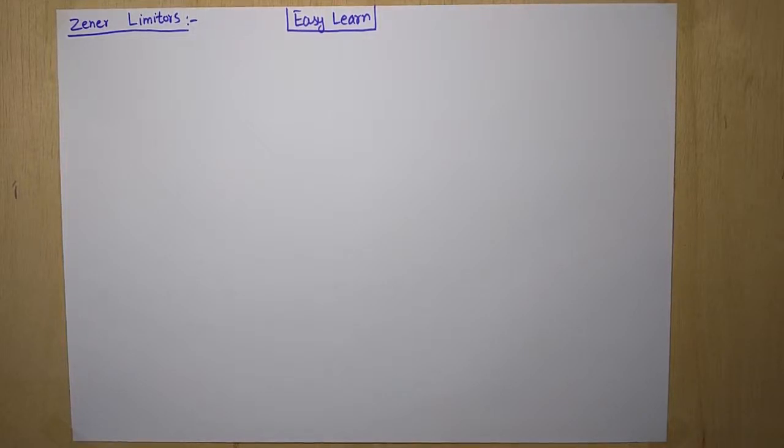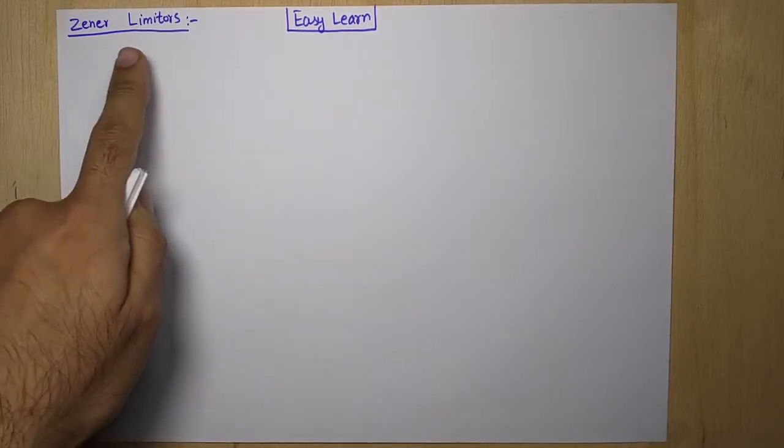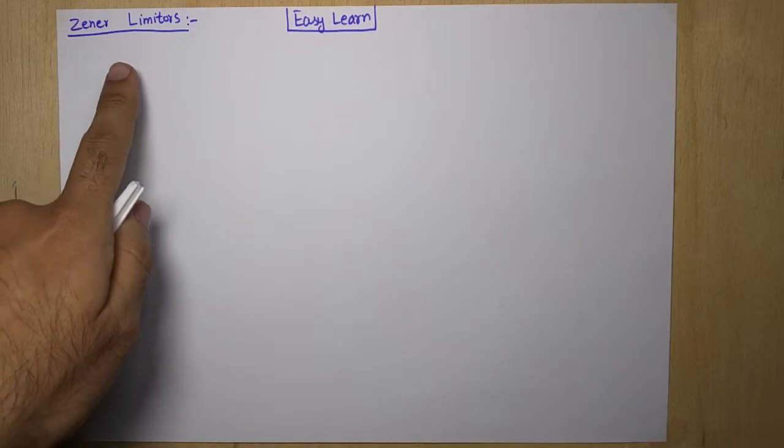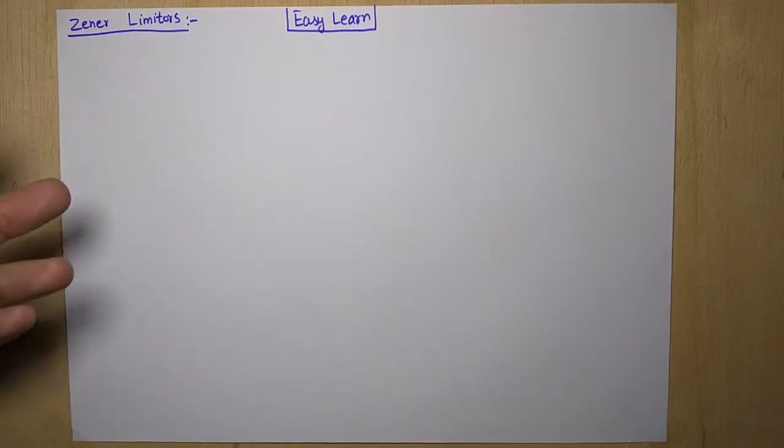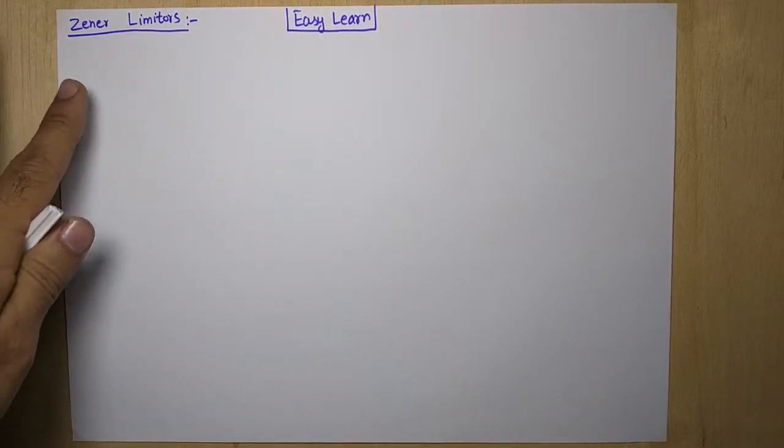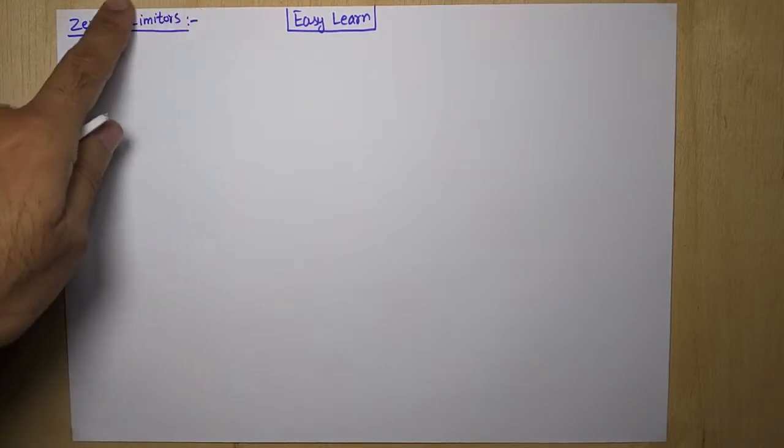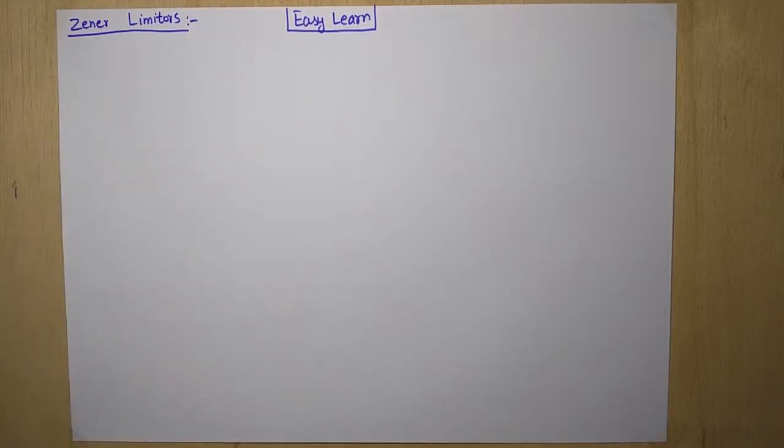Today's topic is Zener limiters, which is a new topic. As the name indicates, we limit the voltage. Basically, we use AC voltage in the case of limiters, and by using the Zener diode we limit the AC input voltage.